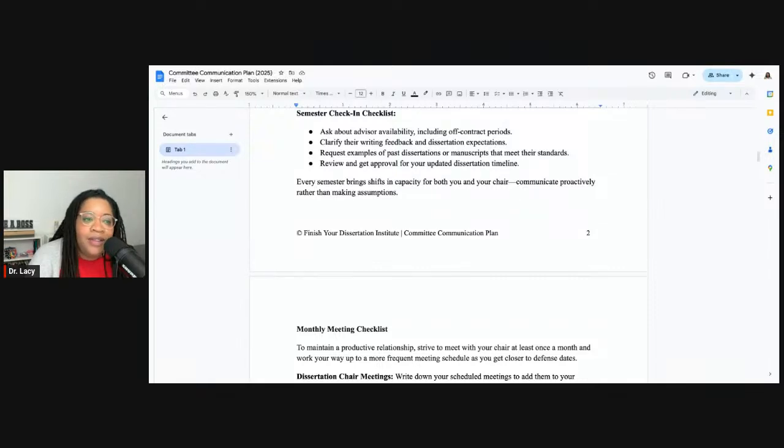Why do you need to know this? It's because, especially if you are planning to defend, you need to know what time you have available for defending. Now, if you have a type A chair, they probably gave you these dates months ago. But if you don't have a type A chair, you want to ask them, are you going to be on sabbatical? I've had many students tell me, my chair just went on sabbatical.